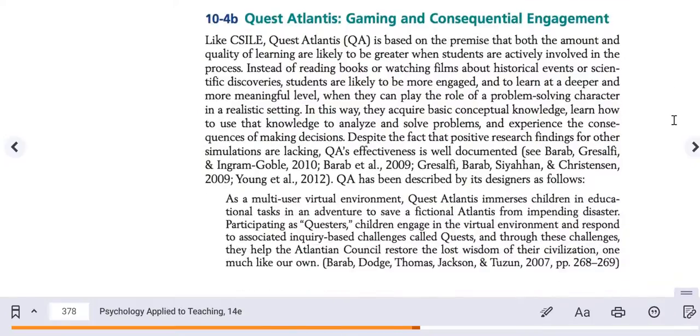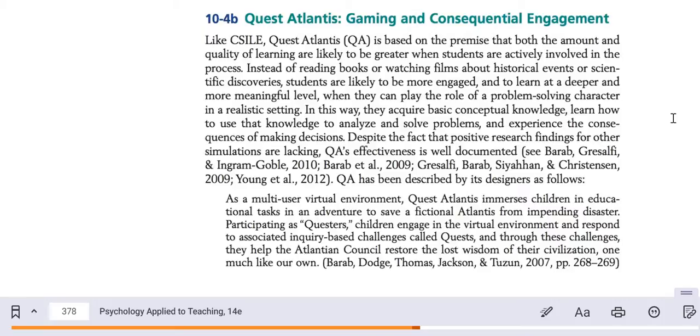Quest Atlantis, Gaming and Consequential Engagement. Like CSILE, Quest Atlantis is based on the premise that both the amount and quality of learning are likely to be greater when students are actively involved in the process. Instead of reading books or watching films about historical events or scientific discoveries, students are likely to be more engaged and to learn at a deeper and more meaningful level when they can play the role of a problem-solving character in a realistic setting. In this way, they acquire basic conceptual knowledge, learn how to use that knowledge to analyze and solve problems, and experience the consequences of making decisions.